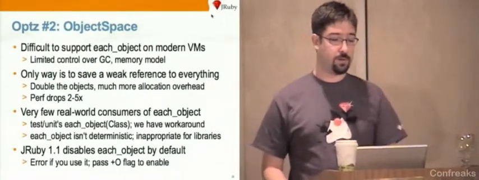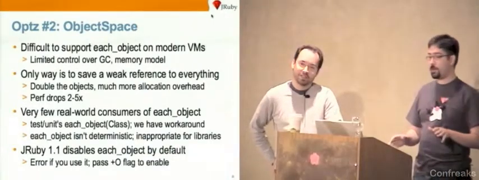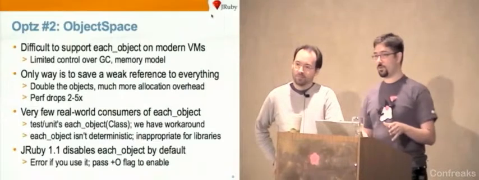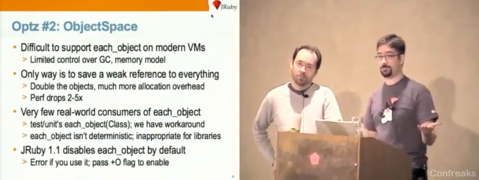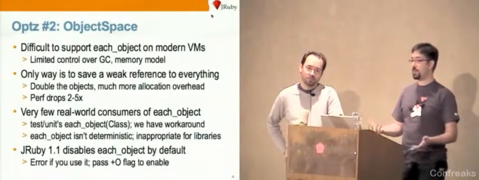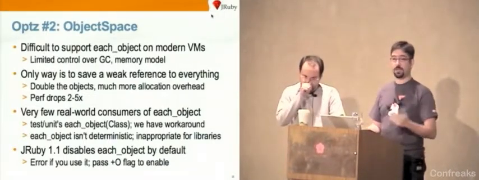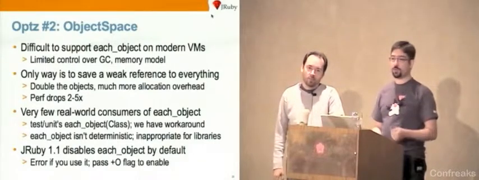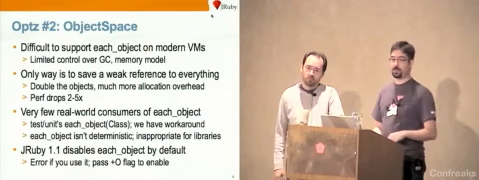We still support object space in JRuby. Yeah, that's the important part. We're turning this off only for general execution. If you want to turn it on, there's a flag you pass. Also, each object will work. We've also hacked it so that each object for class, which is what test unit uses, will continue to work, basically by keeping a weak hash of classes to subclasses.